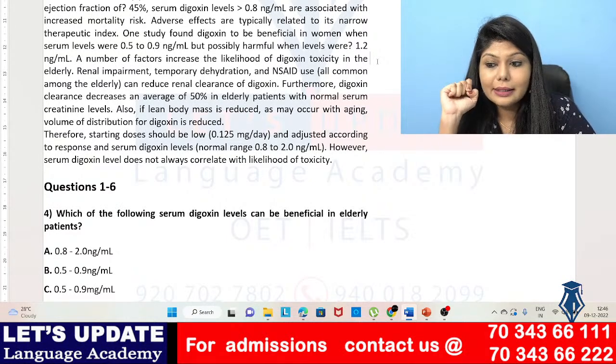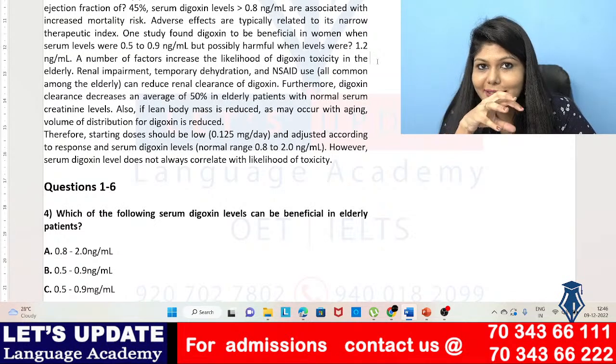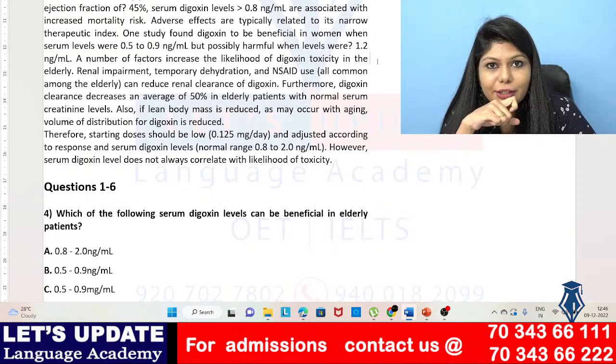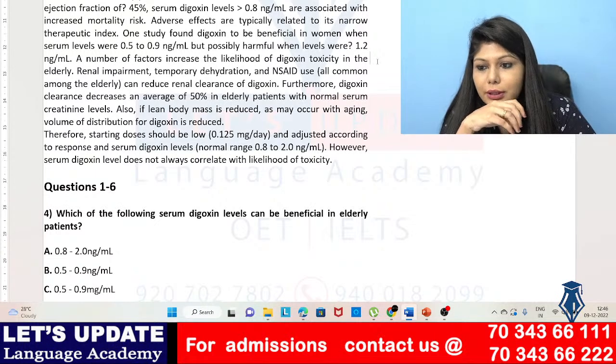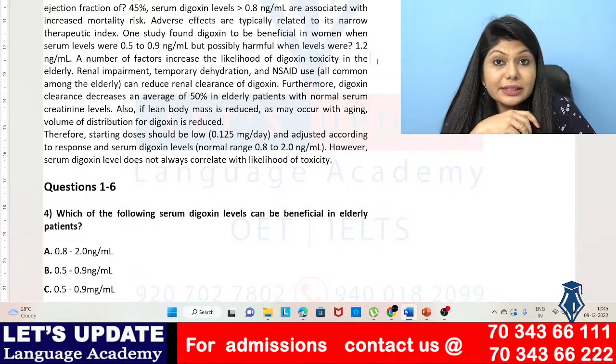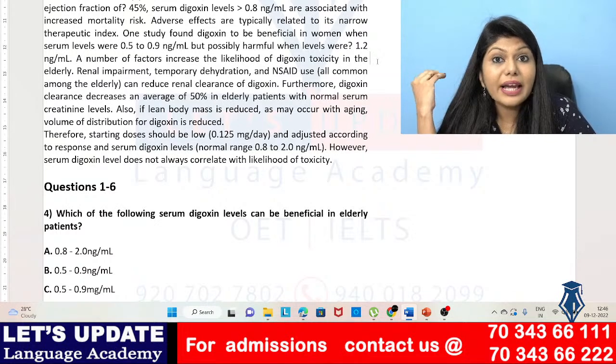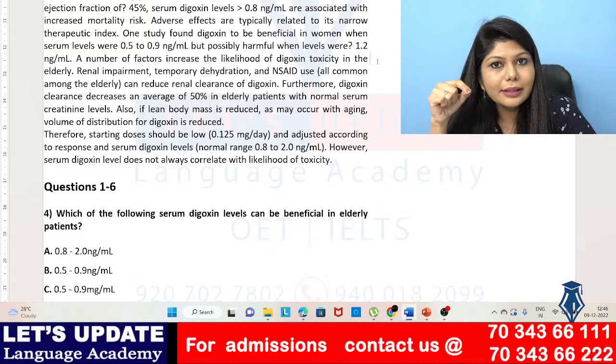keeping in mind the information that they have given, because there is a certain kind of information that we need to note. They have mentioned that beyond a certain level it is associated with increased mortality risk for elderly patients. So please keep in mind that information too and then choose the answer.